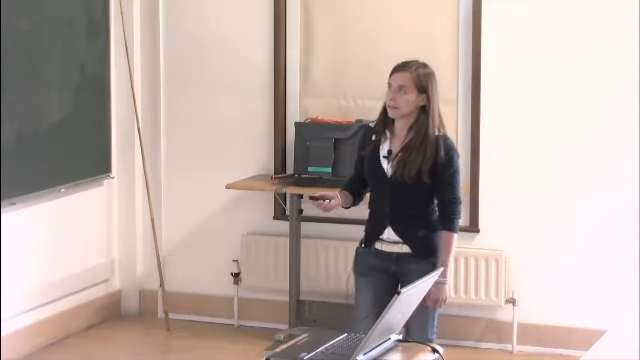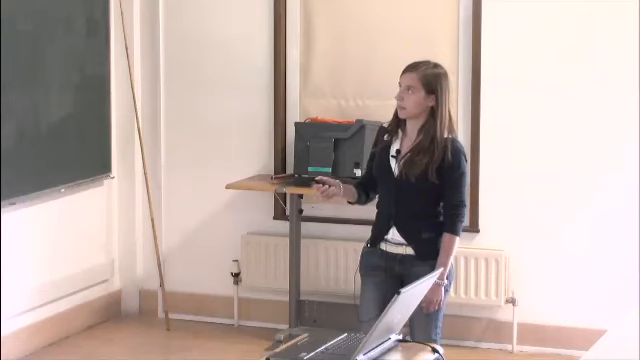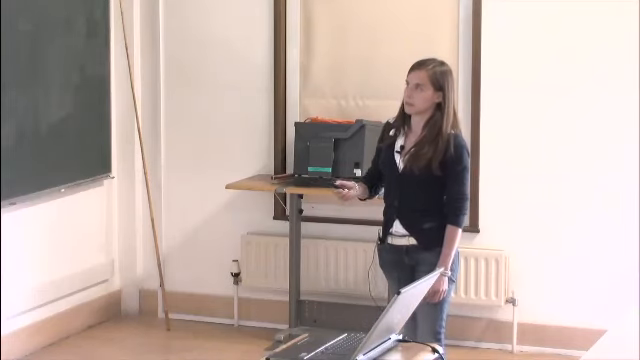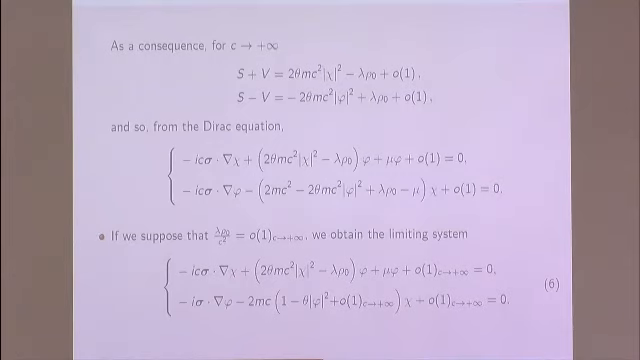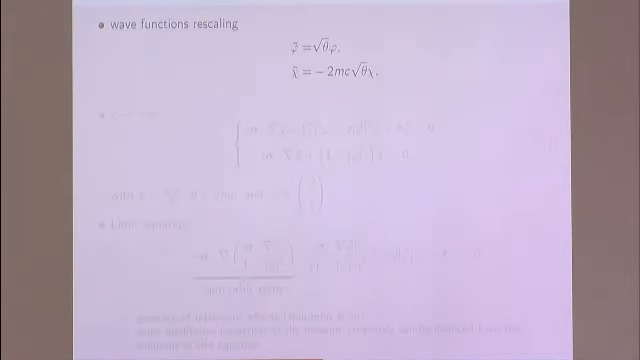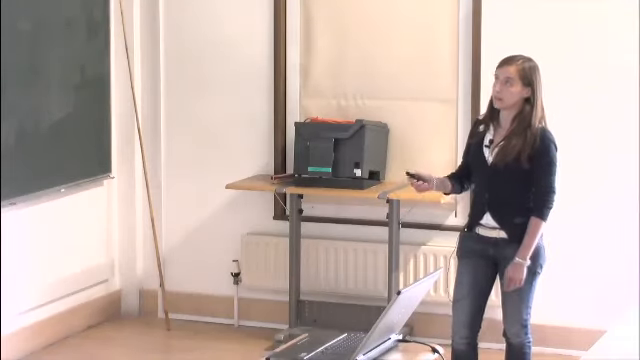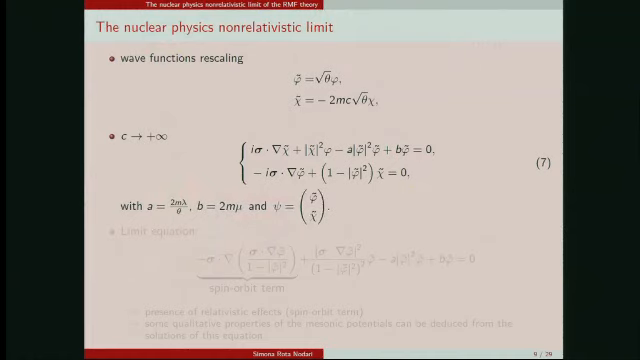And by dividing the second equation here by C, we obtain this system. Before passing to the limit as C goes to infinity, we have to remove the dependence on C here in front of k, and here, and also in this term here. To do this, we use the following rescaling for the wave function, and passing to the limit as C goes to infinity, we obtain this system that is the object of our study.